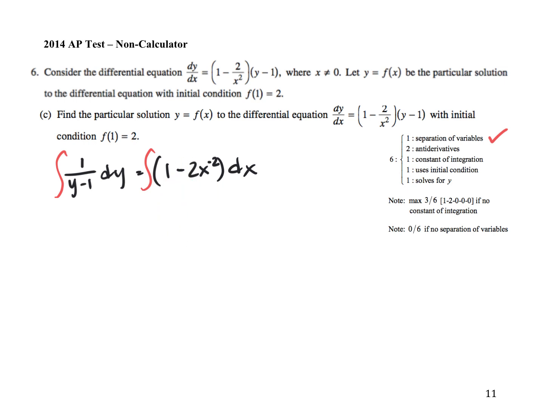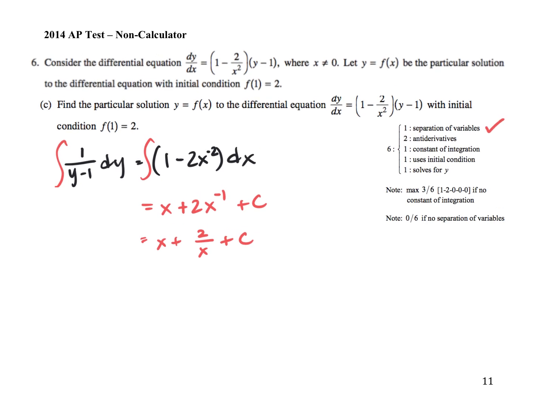Antiderivative of 1. Good. Antiderivative of negative 2x to the negative second: 2x to the negative first, over negative 1. Instead of saying over negative 1, boom, plus 2 over x. I love that. So you're saying x plus 2 over x plus C. Beautiful. Very good. You just got 1 point for an antiderivative.